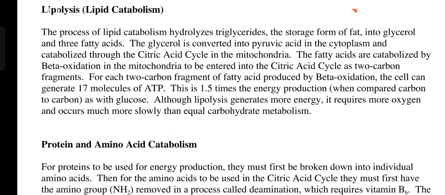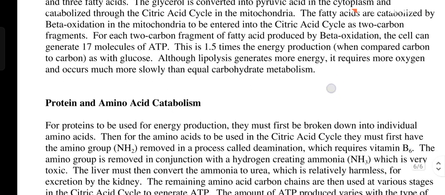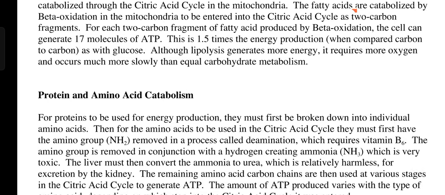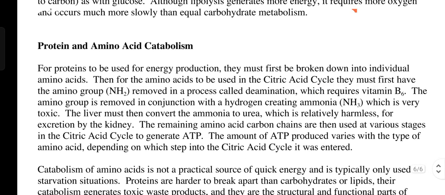The fatty acids are catabolized by beta oxidation in the mitochondria to be entered into the citric acid cycle as two carbon fragments. For each two carbon fragment of fatty acid produced by beta oxidation, the cell can generate 17 molecules of ATP. This is 1.5 times the energy production when compared carbon to carbon with glucose. Although lipolysis generates more energy, it requires more oxygen and occurs much more slowly than equal carbohydrate metabolism.